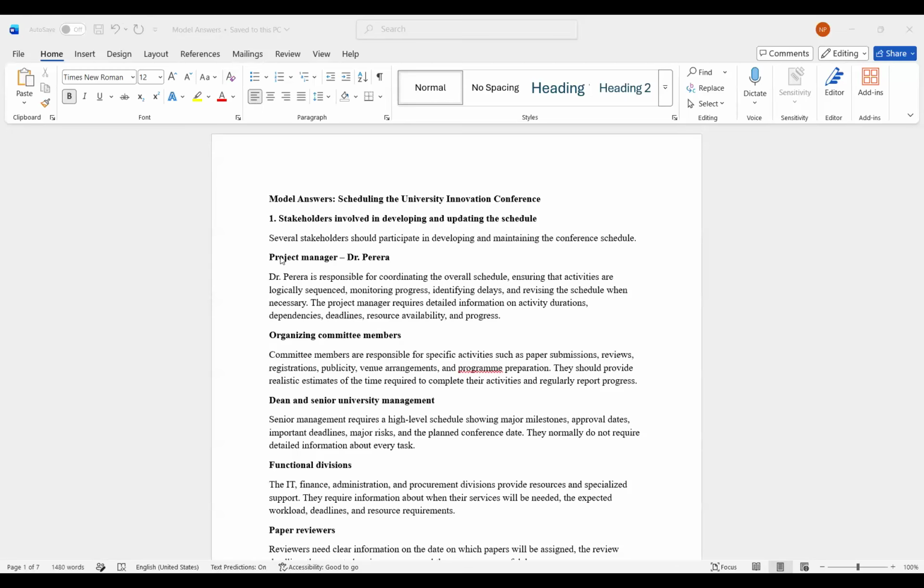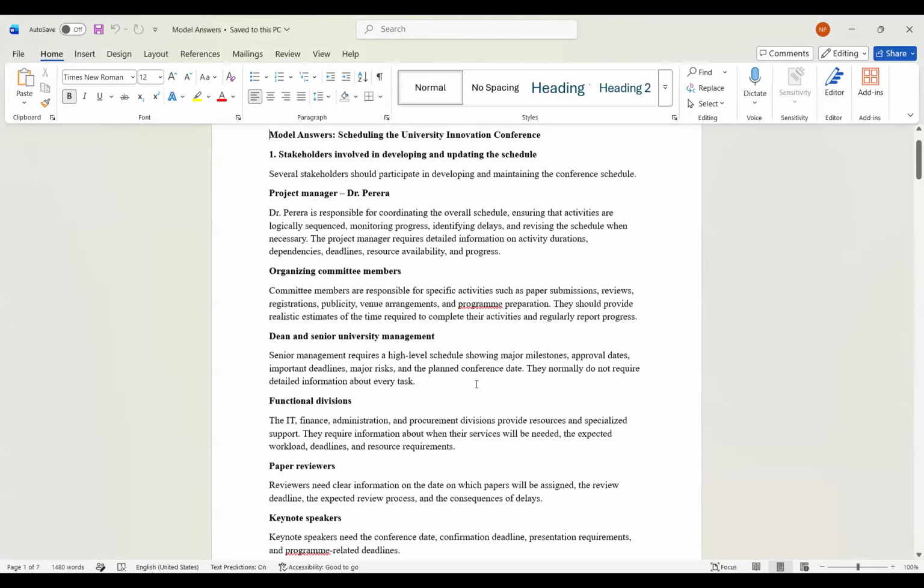Okay, I hope all of you must have written some answers. So I'll just go through some model answers for these questions. The first question is about the stakeholders. Who are going to be involved in developing and updating the schedule?